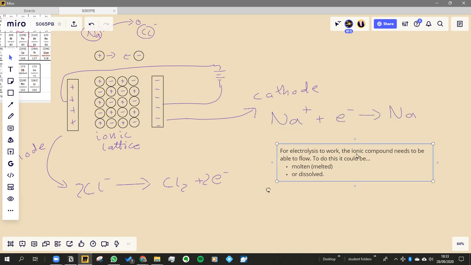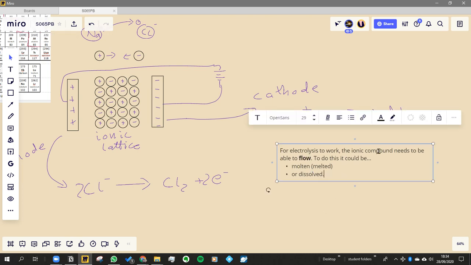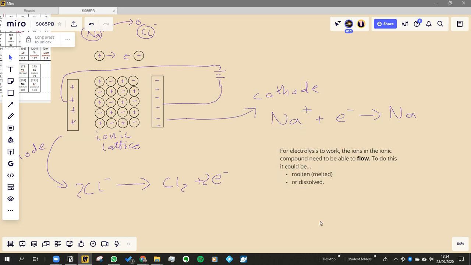So what I was saying, just as I paused it, is to think about this, because we know that electric current is the rate of flow of charge, and so we need the ions in the ionic compound to be able to flow. That's probably a better way to phrase it. So that's the basics of the fundamentals of electrolysis. It gets a bit harder though. I'm just going to pause the video.